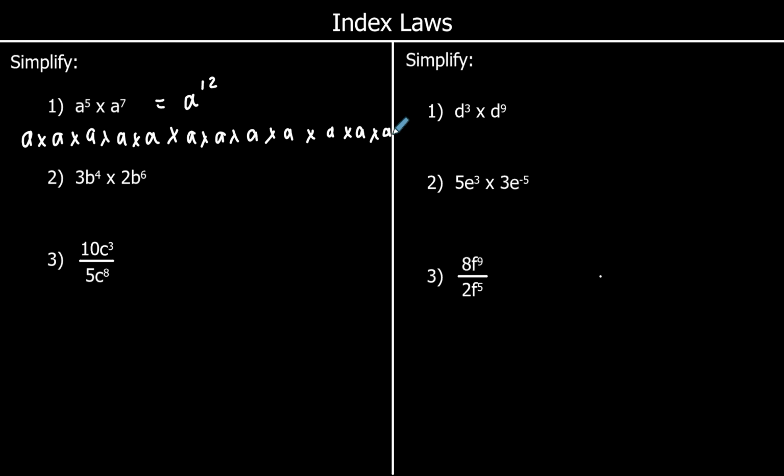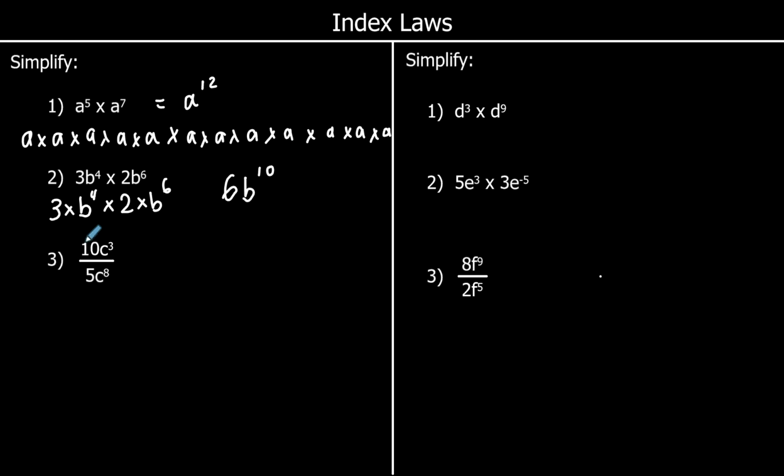For question 2, we've got 3b to the power of 4 times 2b to the power of 6. So 3b to the power of 4 means 3 times b to the power of 4. And that's multiplied by 2 times b to the power of 6. So in this question, we can do 3 times 2, which is 6, and then b to the power of 4 times b to the power of 6, which is b to the power of 10.